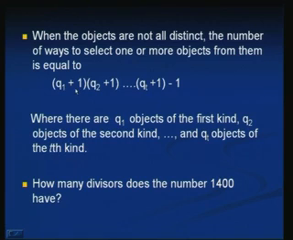So, the number of ways of selecting 0 or more objects of the first kind is given by q1 plus 1. The number of ways of selecting 0 or more objects of the second kind is given by this. The number of ways of selecting 0 or more objects of the tth kind is given by that. So, the number of ways of selecting 0 or more objects is given by this, but selecting 0 objects is not allowed. So, that is minus 1. This formula gives you the number of ways to select one or more objects from them when q1 of them are of the first kind and so on.